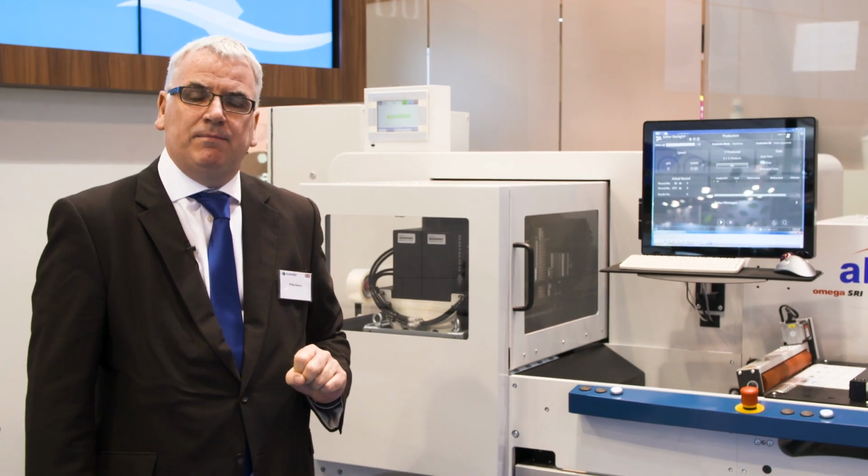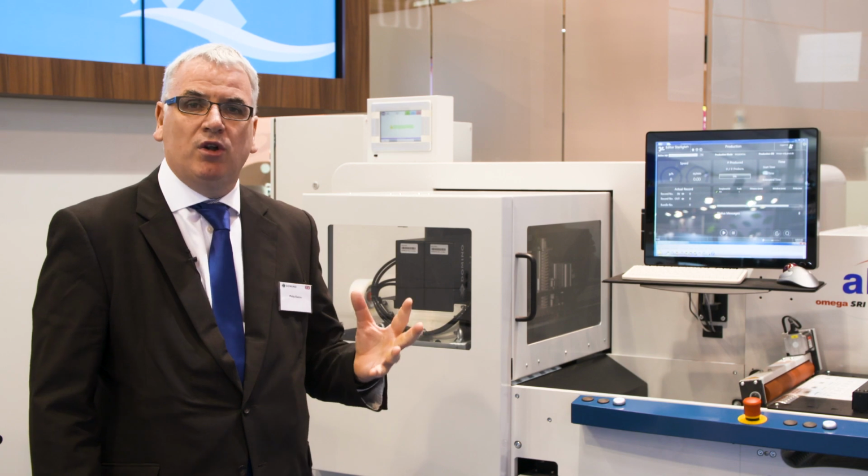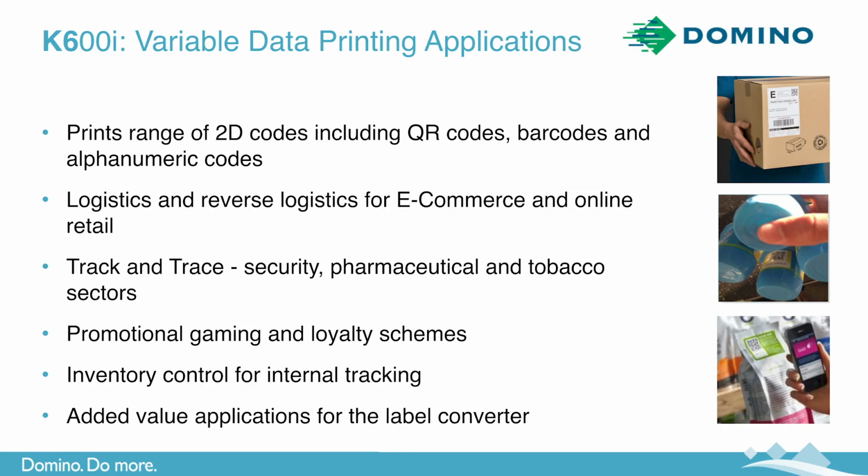Variable data printing is used for a number of different applications. One of the key ones you see today is with logistics labels, where there's been rapid growth in e-commerce and online retail. Another application is in the area of brand protection, where you see the requirement for data to help prevent anti-counterfeiting and avoidance of parallel trade. This is common for products such as pharmaceutical, security and tobacco.